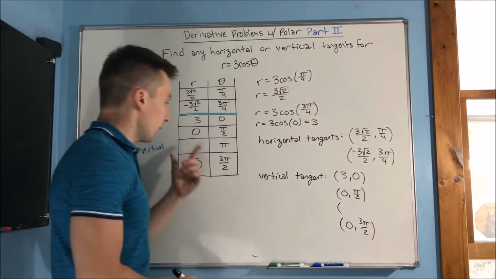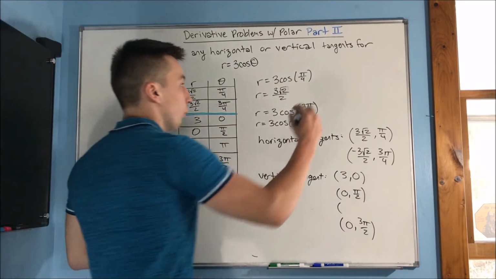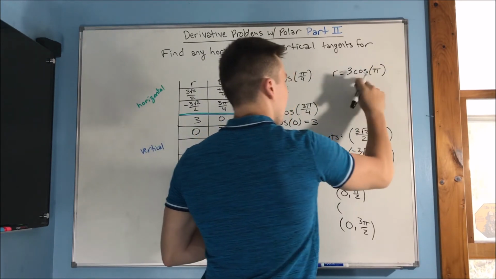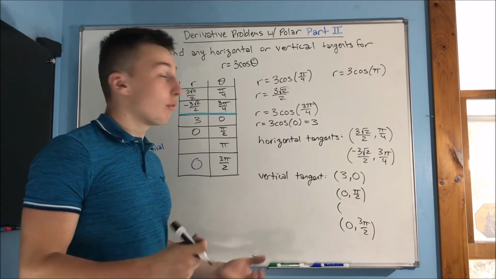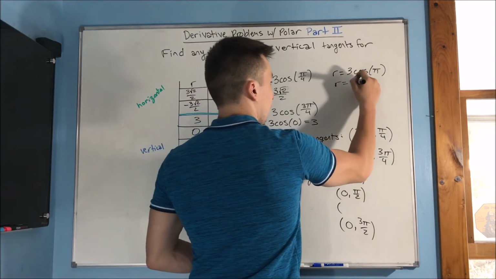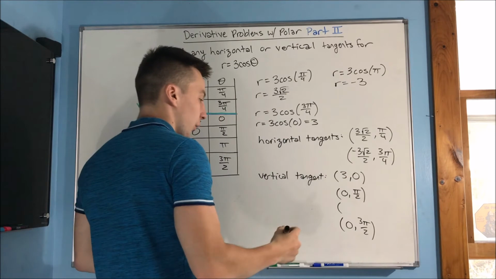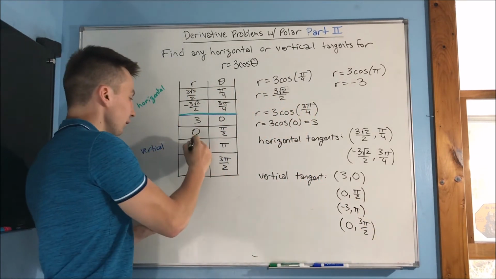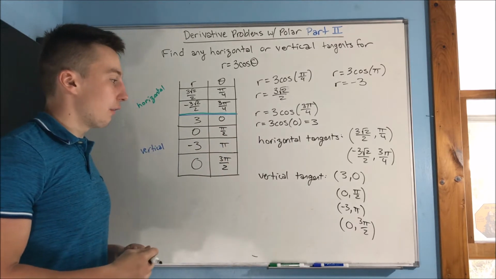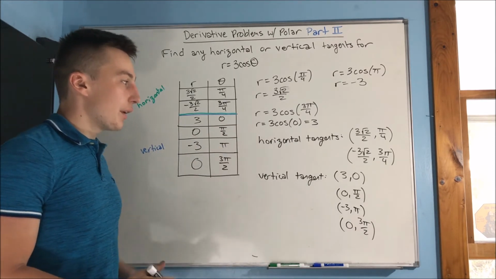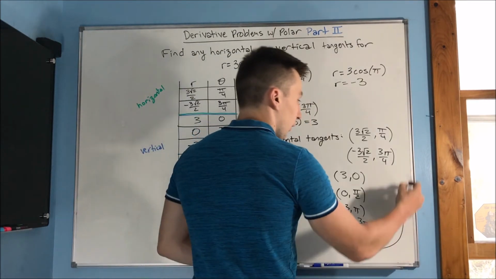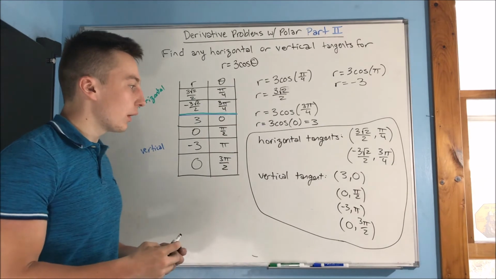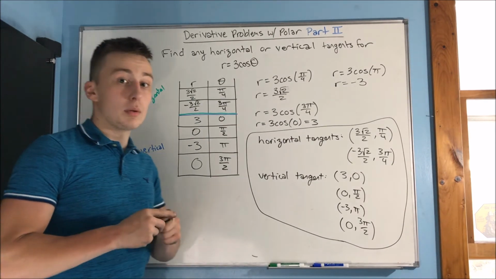And we have our last point here. What about when we plug in pi? r equals 3 cosine of pi. We know that cosine of pi is negative 1, so we'll get an r of negative 3. So we're going to get negative 3 comma pi. And that finishes us off for our horizontal tangents and our vertical tangents. So that's basically it. It's definitely a decent amount of work, but it's 100% doable.